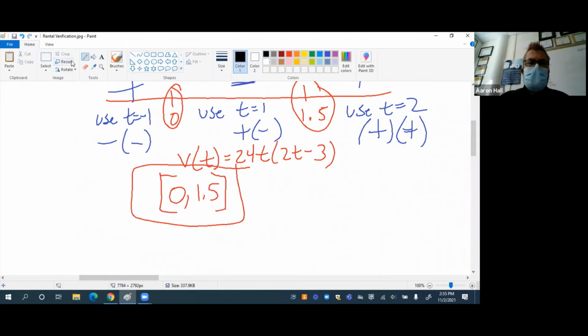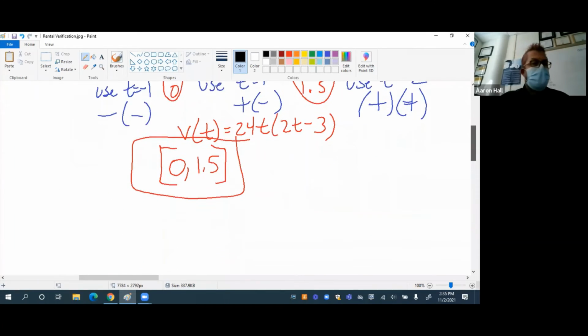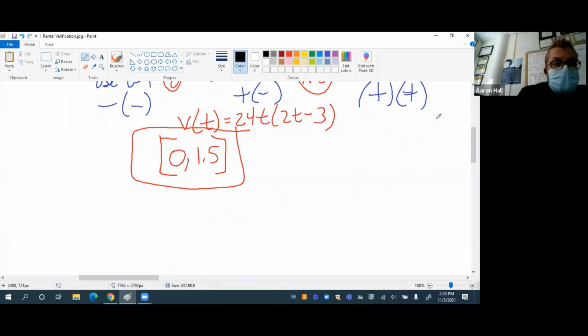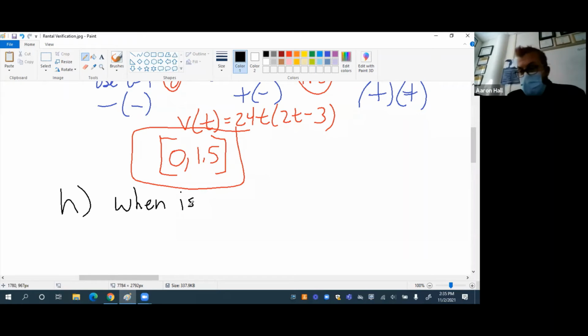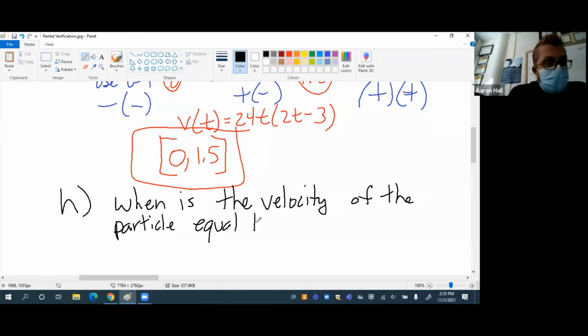Is anything confusing that we've talked about so far, or is it more about just wrapping our heads around the ideas? H. When is the velocity of the particle equal to 54 feet per second?